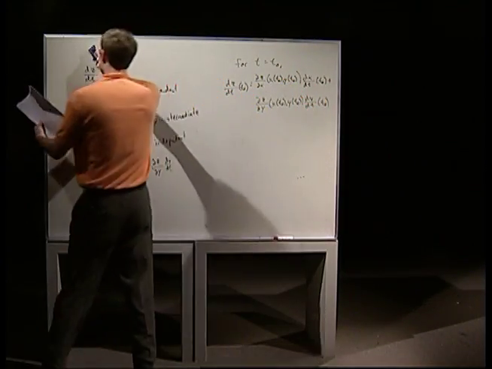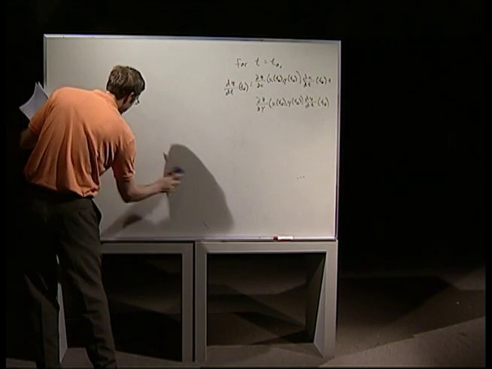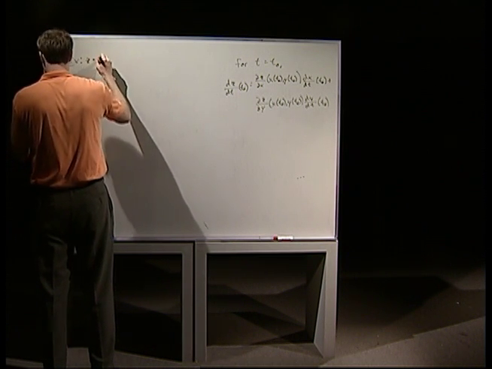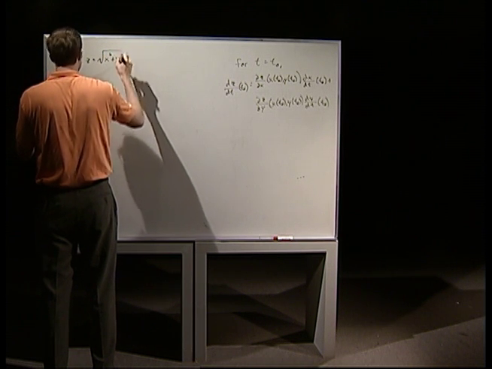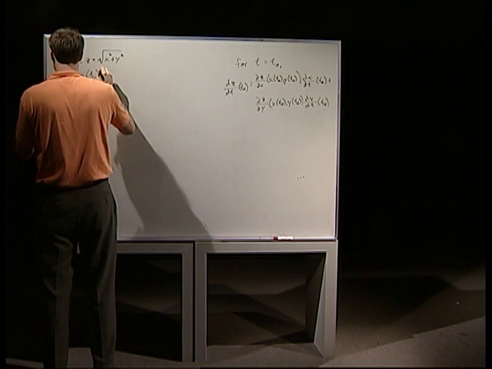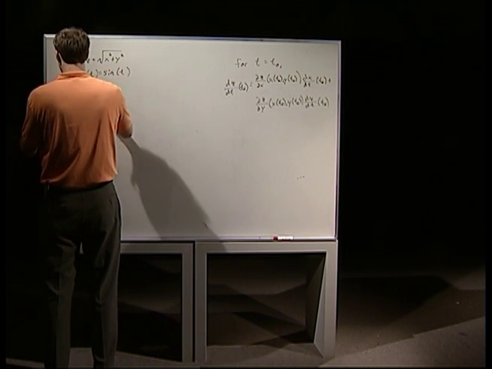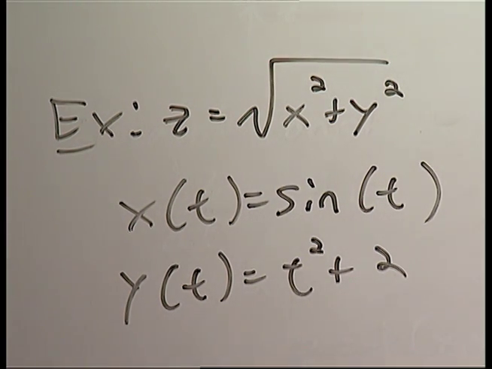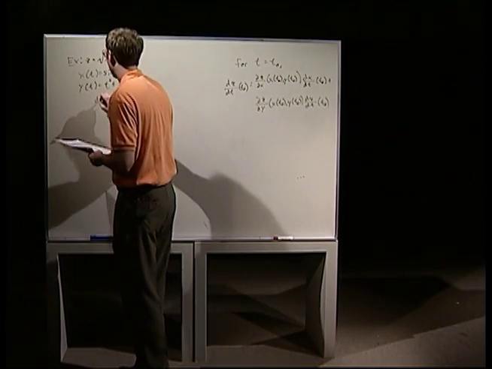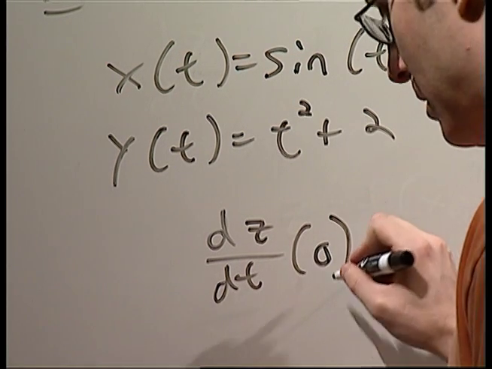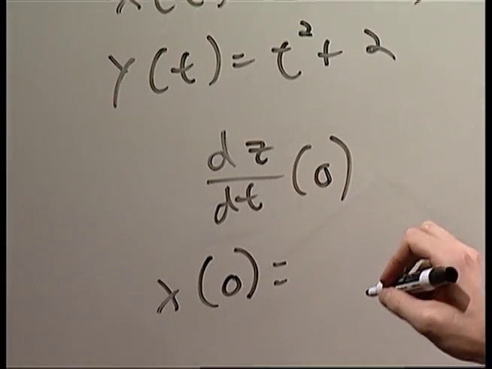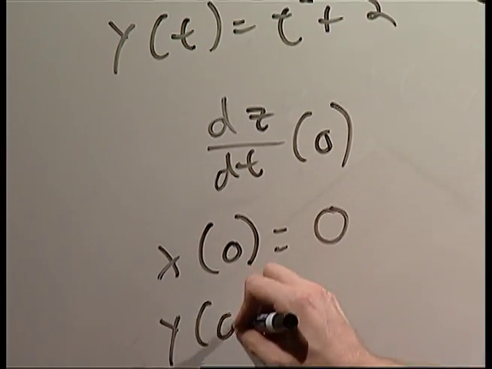Get rid of my diagram over here. So suppose that z is the square root of x squared plus y squared, and let's give x of t, call it sine of t, and y of t is t squared plus 2. So you have some nice little z function. It's composite. X and y are both functions of t. Say I want to find dz dt at 0. Right? Well, I can see right away x of 0 is sine 0. That's just 0. Y of 0 is 2.